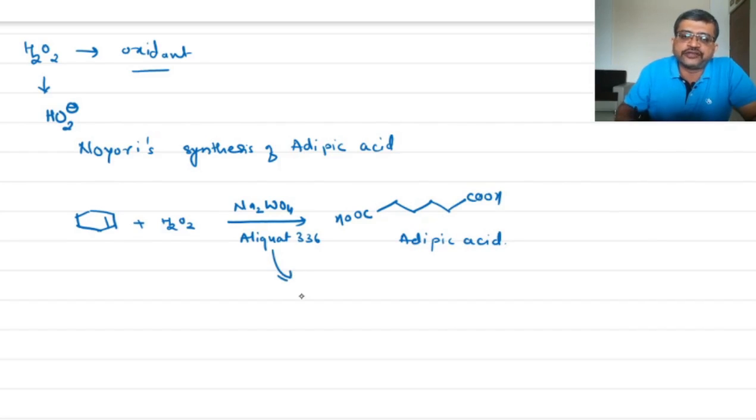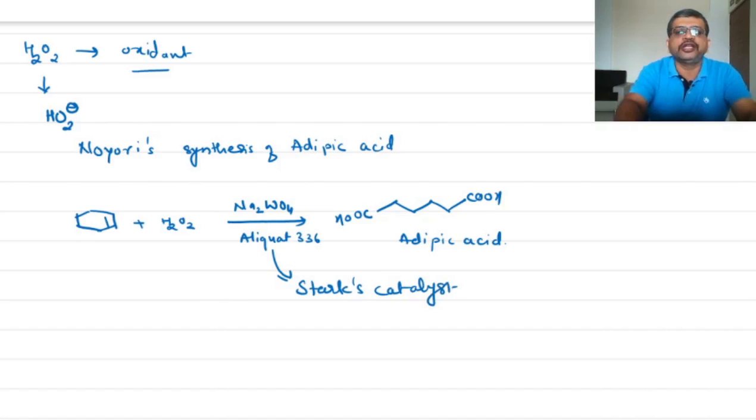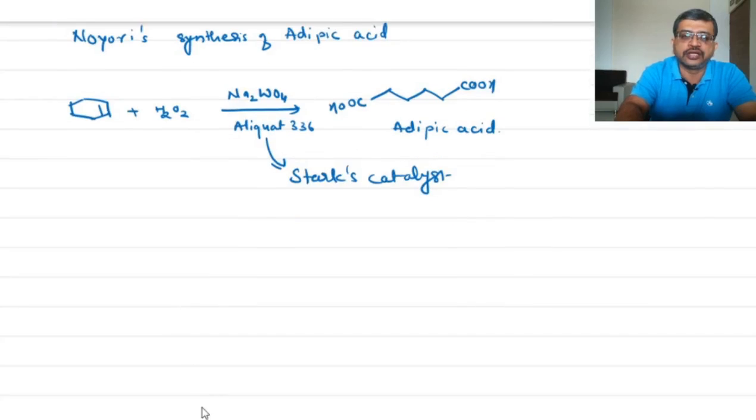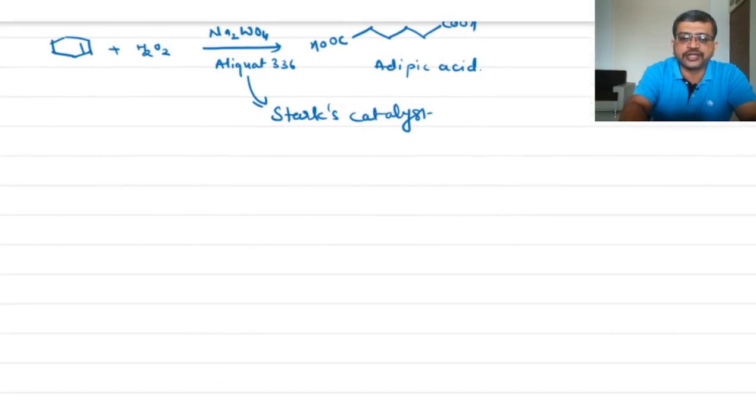This Aliquat 336 is also known as Starks' catalyst, and there are a lot of different reactions that have been reported for the use of Aliquat 336. Similarly, there are other phase transfer catalysts that have been reported, like for example, we have seen about the crown ethers.